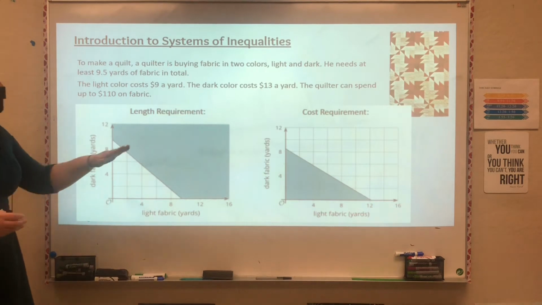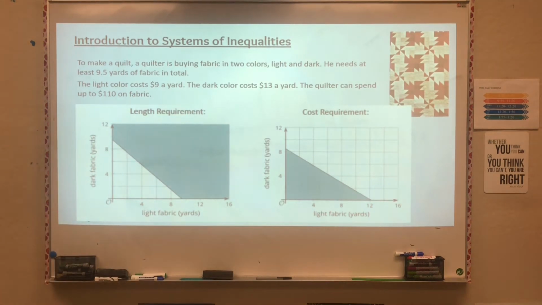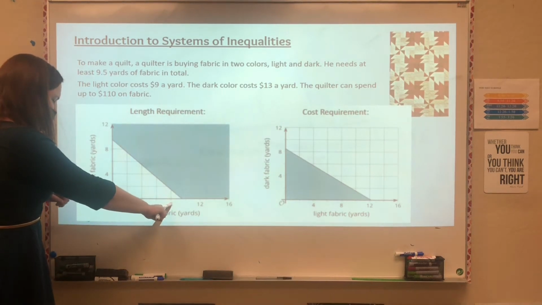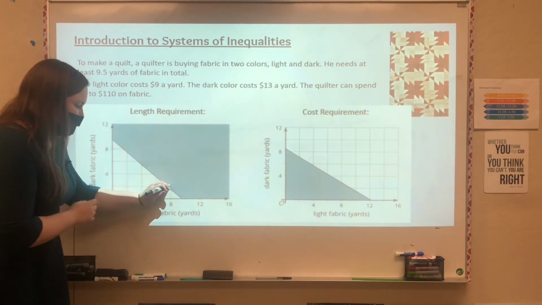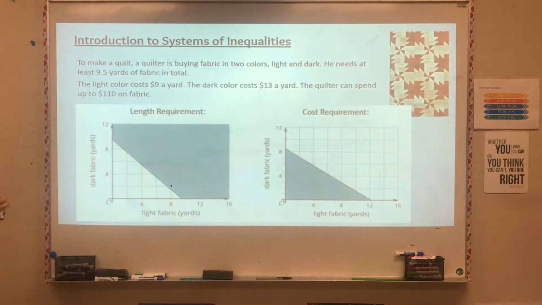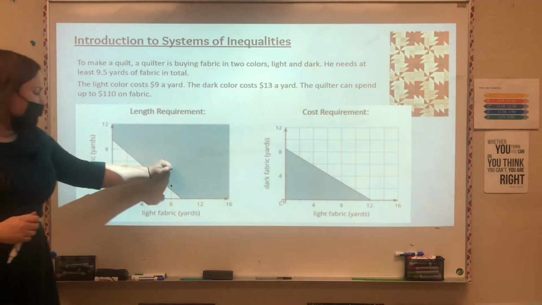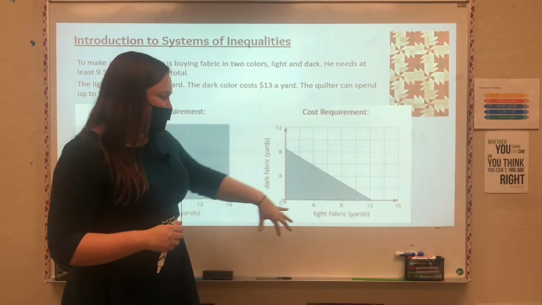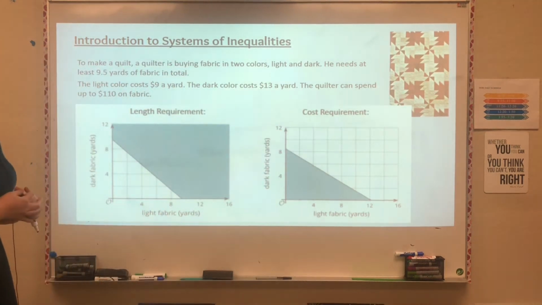So just like real quickly looking at it, give me a possible combination. 8 yards of fabric for the light one, 2, that would be this point right there. I agree, because it's in the shaded area. We've got this cost one here, similar to my question before. What is this graph here telling us? Saying that you can spend no more than $110.